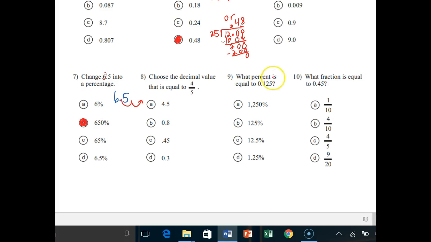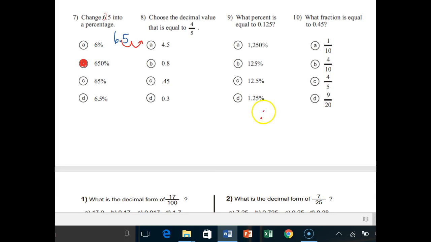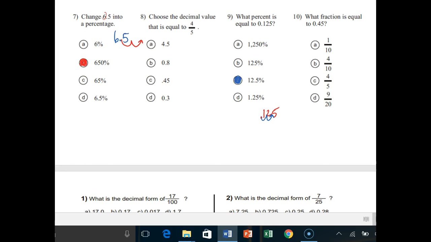Number 9, choose what percent is equal to 0.125. So 0.125, oops, sorry about that, guys. 0.125, again, start from the decimal place and move to the right 2 times, once, twice. So 0.125 is equal to 12.5%. All right. You guys got the evens.